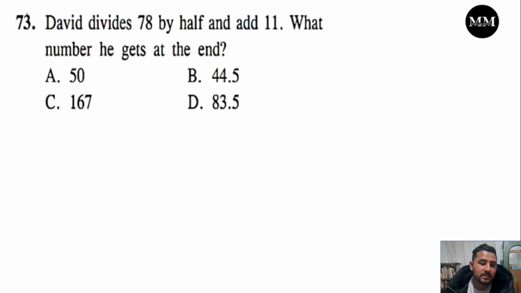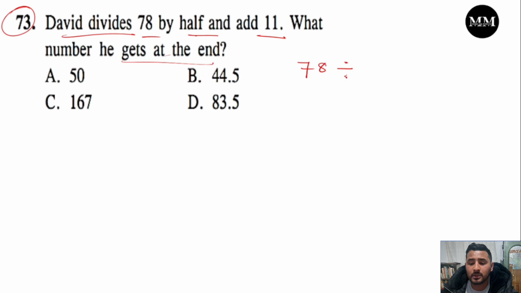Let's go to the next one, 73. David divides 78 by half and adds 11. What number does he get at the end? So David is dividing 78 by half and adding 11. How will we do this? This divide will turn into multiply, and when you change it to multiply, you have to write its reciprocal. Just turn it upside down. Plus 11 equal to x.